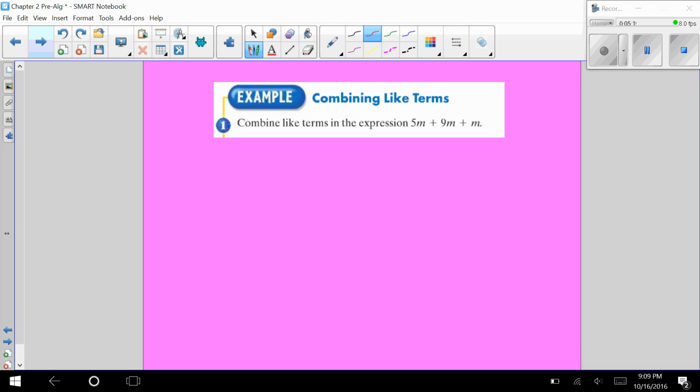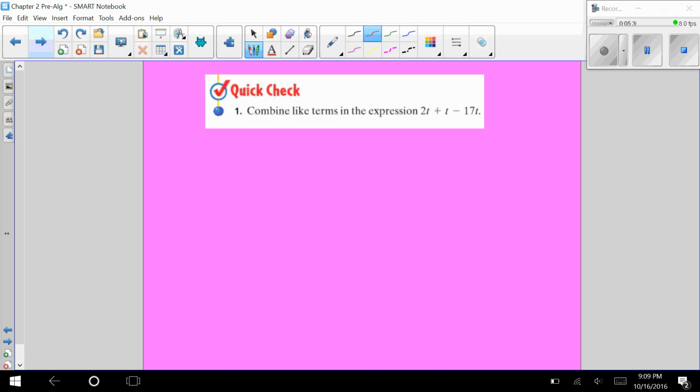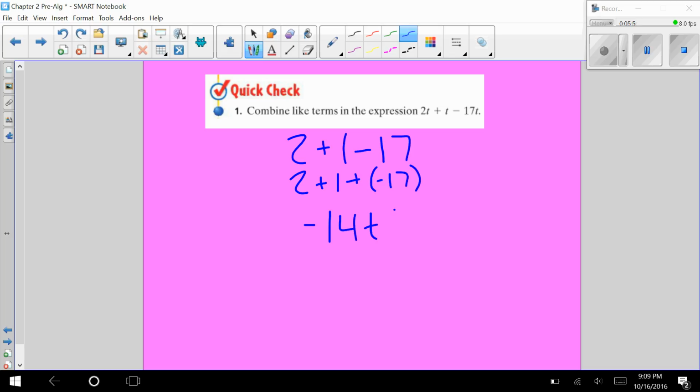Let's combine the like terms in the expression 5m plus 9m plus m. Well, remember, using our shortcut, let's just add the coefficients. We've got a 5 plus a 9 plus that invisible 1, which makes a total of 15, and then just stick my variable on the end, 15m. Try this one, 2t plus t minus 17t. Remember, add the coefficients in your mind. 2 plus 1 minus 17, or 2 plus 1 plus negative 17. Whichever way you think of it, it ends up being negative 14t.